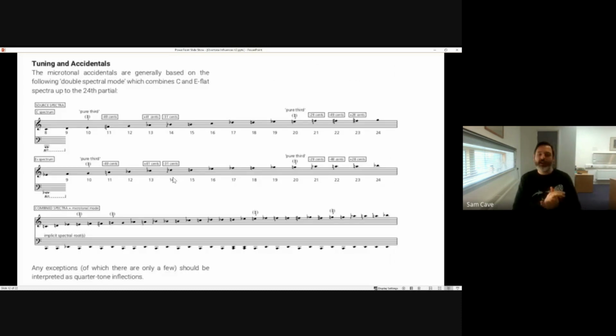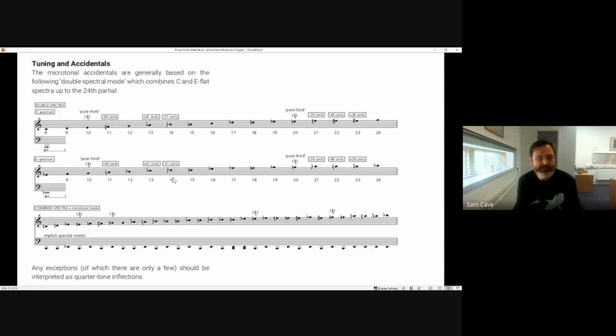So I'm going to show you the background to how this piece works, and then I'm going to describe a deployment of this technique in each of the 4 movements. And this piece is using what I've termed polyspectral modality.